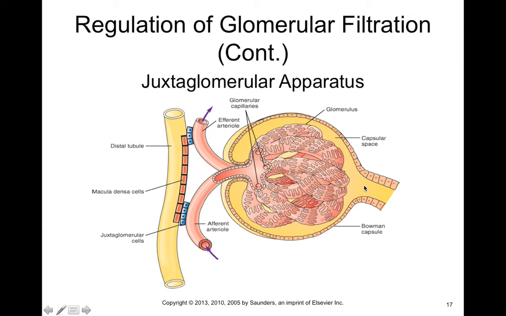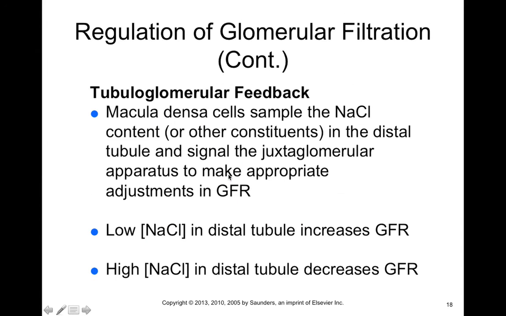And this is how glomerular filtration rate is regulated at 125 mL per minute at each individual nephron. Remember, there are millions of nephrons in each kidney. So it's pretty neat that each individual nephron is finely tuned through this juxtaglomerular apparatus.